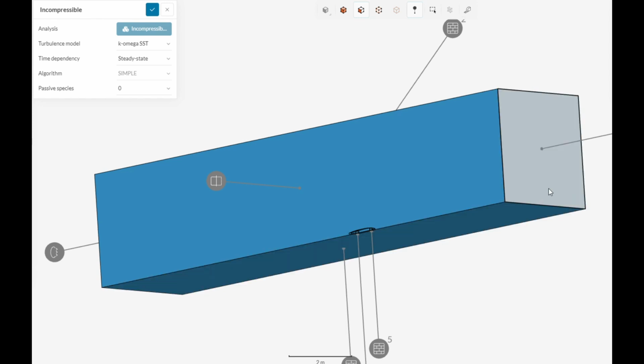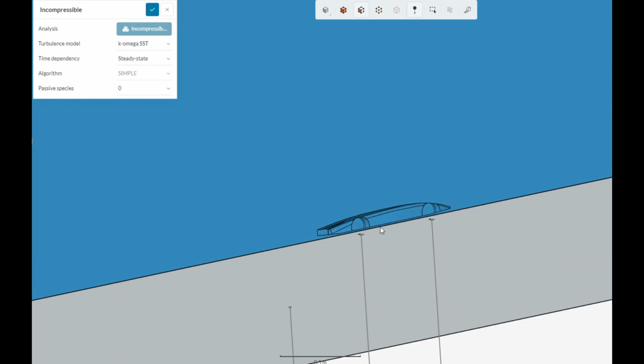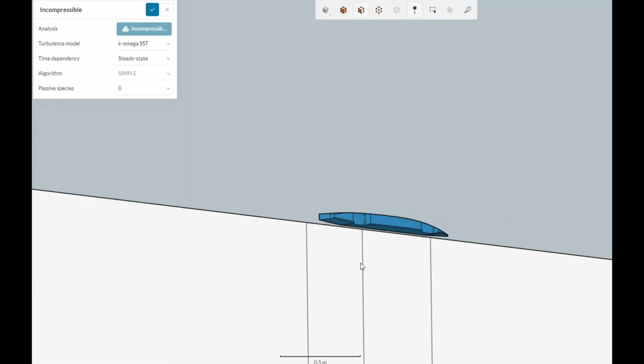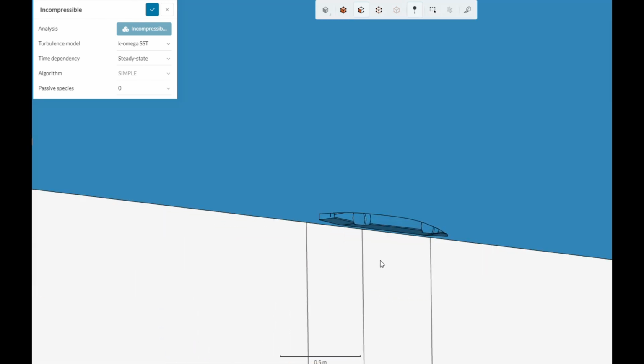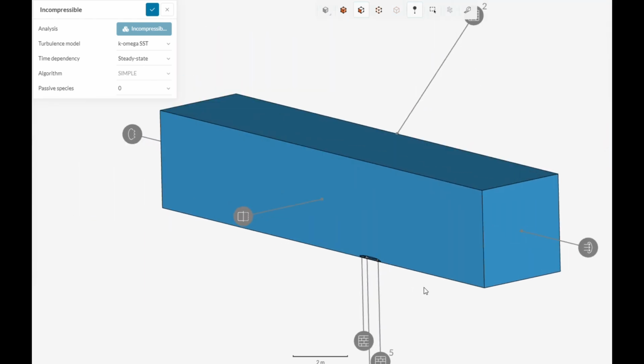The floor itself rolls with the wind, so that relative to the car, that's moving. And the wheels even rotate as well to simulate any effects arising from that. So once that's all set up, you can mesh it and then run it to get your results.